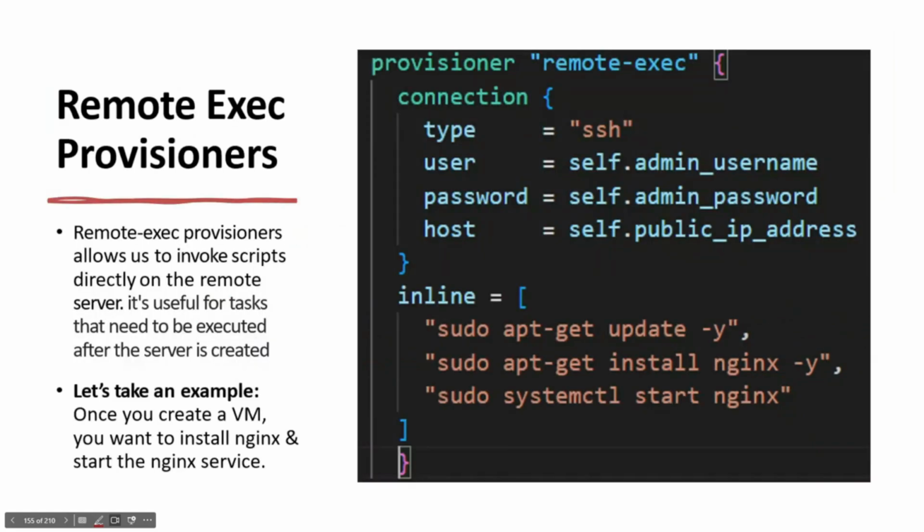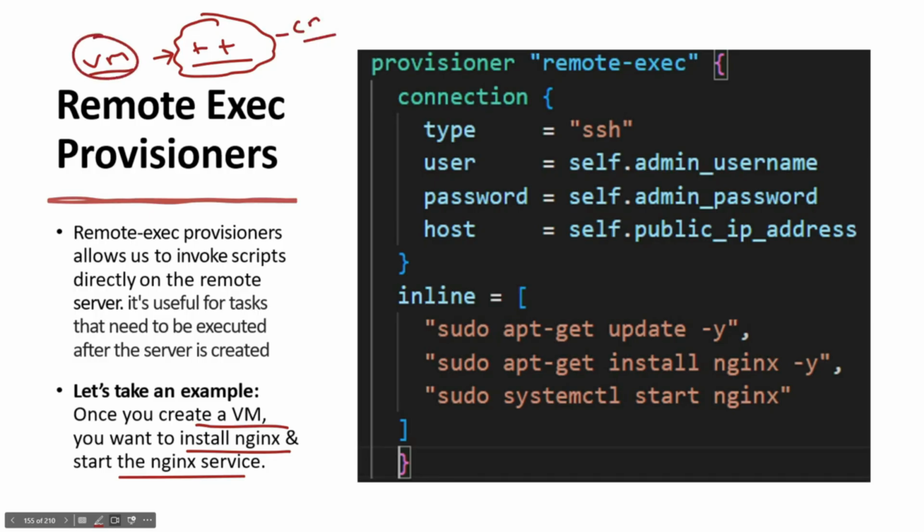Remote-exec provisioners allow us to invoke scripts directly on the remote server. It is useful for tasks that need to be executed after the server is created. Let's take an example. Once you create a virtual machine, you want to install Nginx and start the Nginx server. This is the first thing we discussed in slide 1: we have created a virtual machine, and once it has been created, we want to install some set of software. To achieve this, we are going to use remote-exec provisioners. This is also called configuration management. Once the infrastructure is created, we are creating the configuration for it.